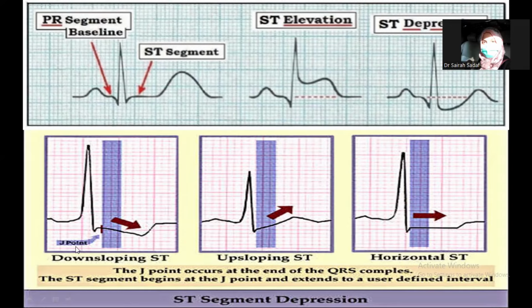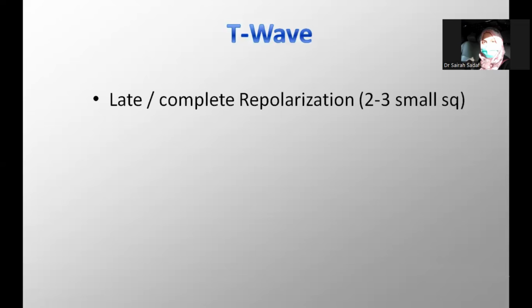Now, what is the J point? J point is the point where basically the QRS complex ends and the ST segment begins. This is the J point, like over here, as you can see. Right? Now the T wave. T wave shows a late or complete repolarization. ST segment was early repolarization, and T wave is the complete or late repolarization.